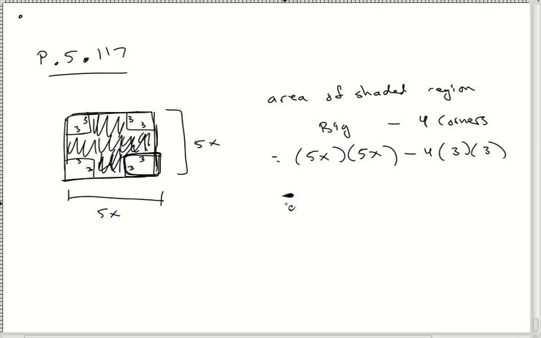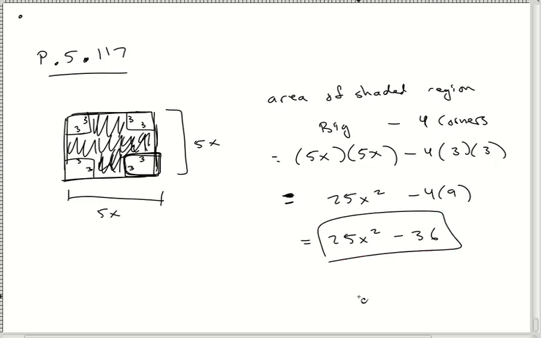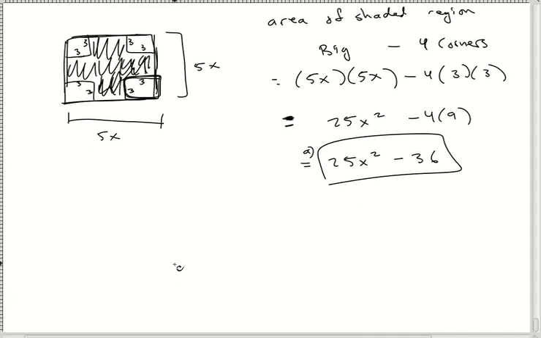These are supposed to be equal signs, but whatever. So right here I got 25x squared, and then 4 times the 9. Here, 4 times the 9 is 36. And that is what they want for answer for part A. There's a part B! At least I think so. I have it in 2 parts on my paper.